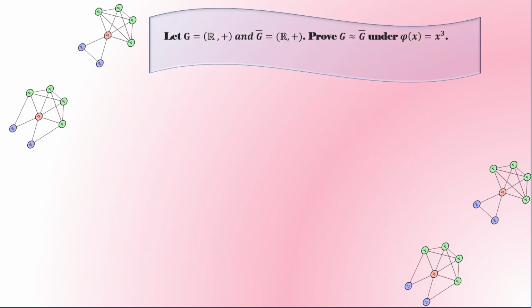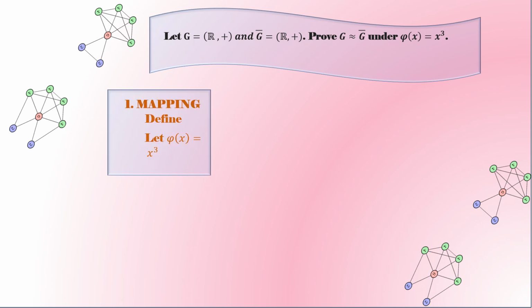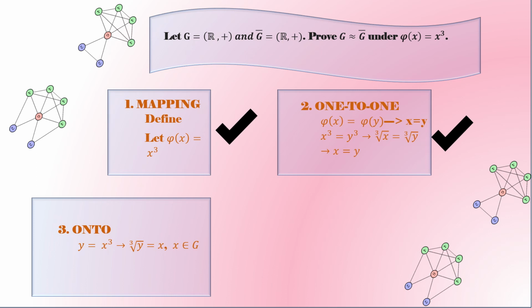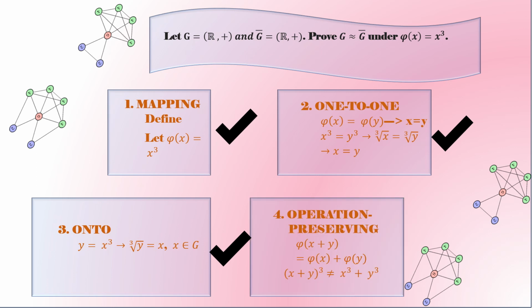Let G equal R under addition and G bar equal R under addition. Prove that G is isomorphic to G bar under phi of x equal to x cubed. First, mapping: let phi of x be equal to x cubed. Second, one-to-one: if phi of x is equal to phi of y, then x cubed is equal to y cubed. Taking the cube root of x cubed and y cubed, x is equal to y. Third, onto: y is equal to x cubed, then the cube root of y is equal to x, and x is an element of G.